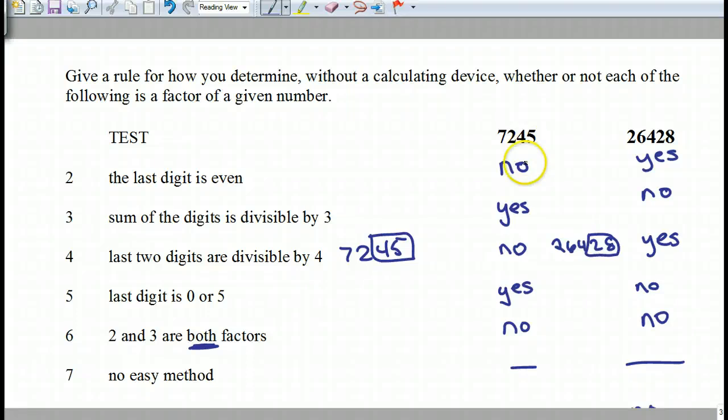All right, so for 5, in order to see if it's divisible by 5, the last digit has to be a 0 or a 5. On this one, 7,245, it ends in a 5, so yes. This one ends in an 8, so no.